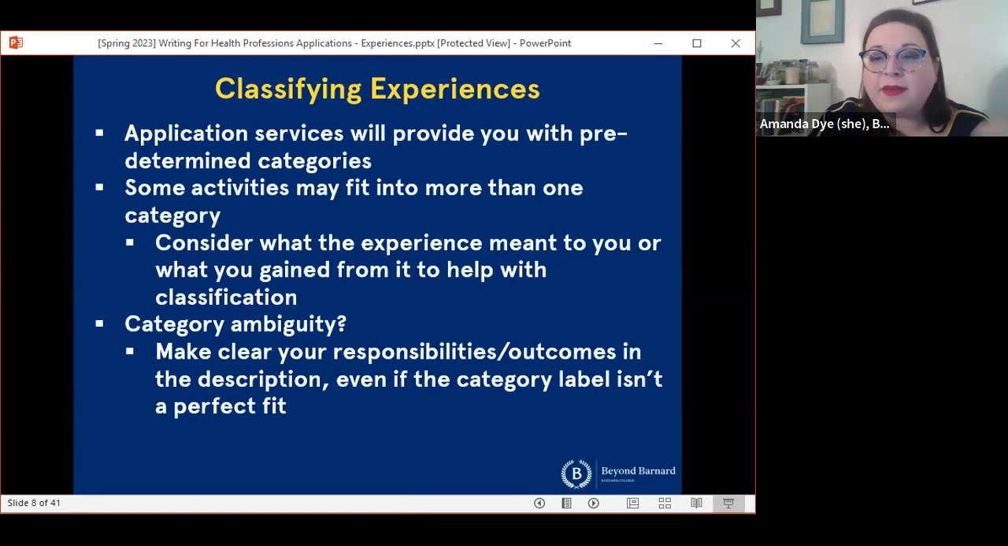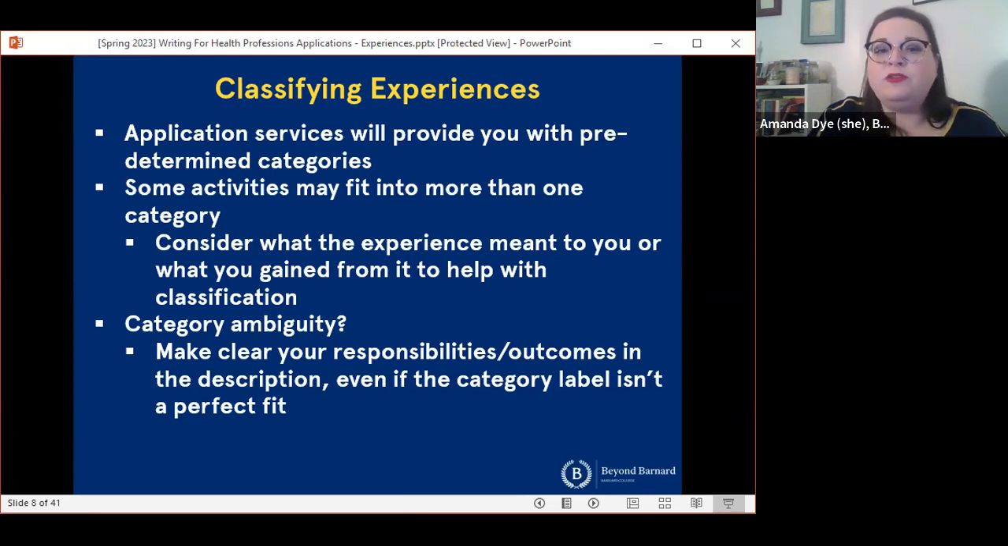Application services are going to ask you to classify all of your experiences, and they'll provide you with preset categories for doing so. It is very common for people to find that activities fit into more than one category potentially, and that's absolutely okay as well. But you do have to make a decision as an applicant about how you're going to categorize.